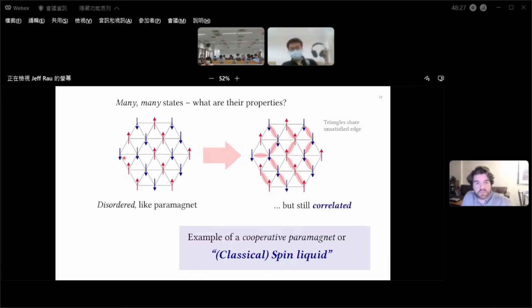So they're somewhat disordered like a paramagnet. If you just stare at this for a minute, right, it doesn't look like there's much of a pattern to these spins. But if you look at them carefully, you'll realize because of the fact that each of these triangles is in one of these 6 equally unhappy states, they're actually quite correlated. And so each triangle here actually shares one edge that is unsatisfied, right? So it's not just a paramagnet, it has these correlations built into it, right? And so this is sort of the canonical example of what's called a classical spin liquid, or sometimes called a cooperative paramagnet.